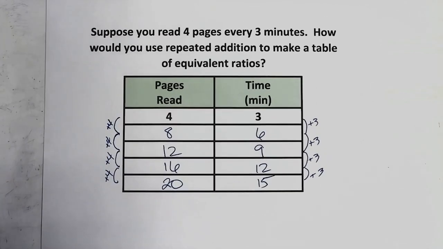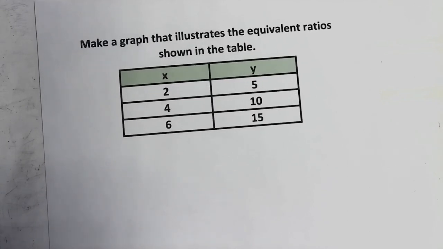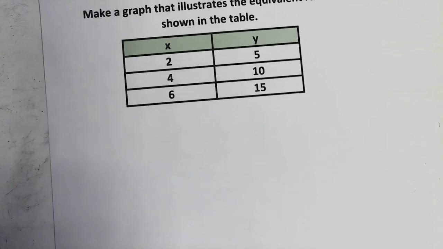Did you notice how we used the ratio tables of equivalent ratios from the previous lesson to create a graph? I hope you saw how the graphs were a great way to represent the ratios. Graphs are a way for us to see patterns and see where our solution paths are going. So let's practice one together. I want you to make a graph that illustrates the equivalent ratios shown on the table. So go ahead and make a graph that represents this table.